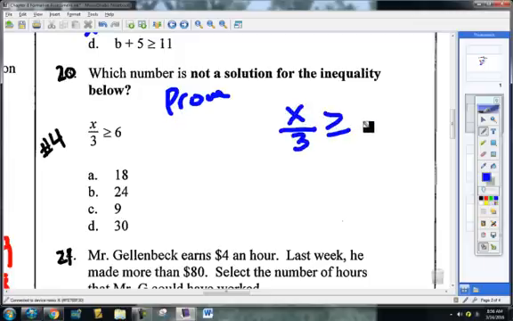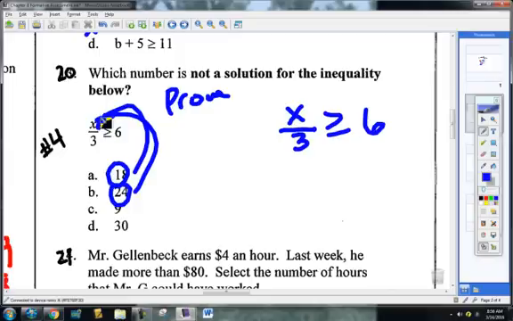Anytime you're given an inequality and you want to figure out what's the solution, what's not, rather than take all these and plug it in, which, how many of you did that? How many of you just took all these and plugged them in? I just feel like that's going to be harder. And that's okay that you did that, but just keep in mind, on the summative, this might not be a multiple choice question.